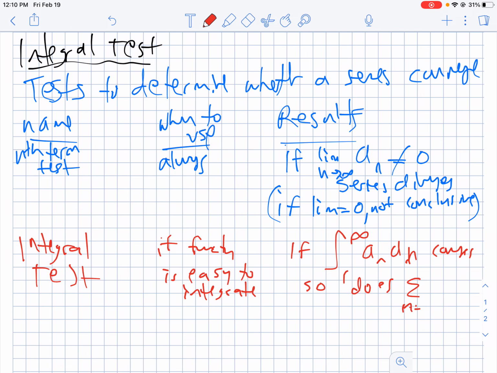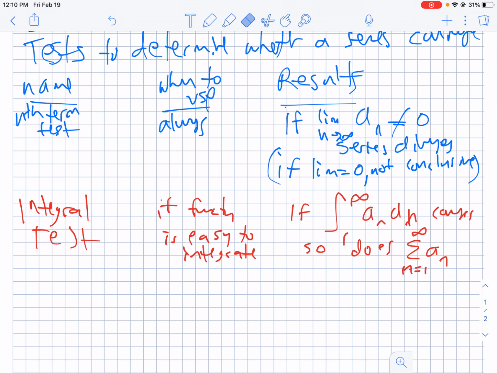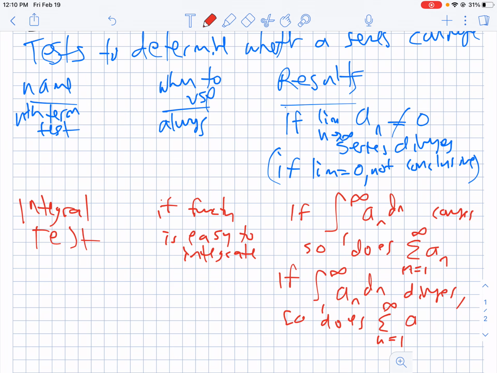The sum from n equals 1 to infinity of a sub n. And the opposite is also true. This should be a dn, I'm sorry about that. If you take that integral from 1 to infinity of a sub n, and that integral diverges, then so does the sum from 1 to infinity of a sub n.